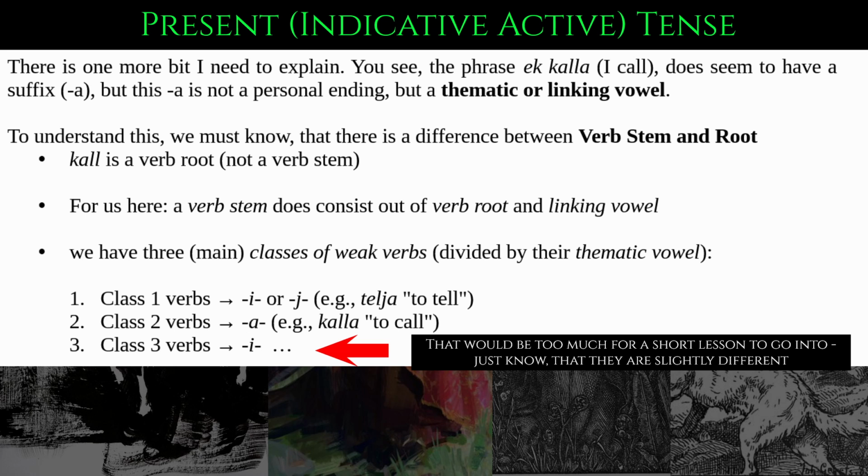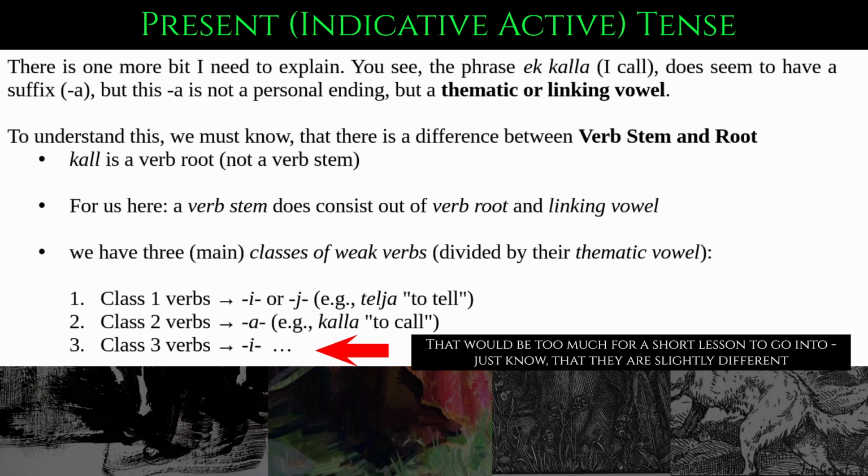You see, to understand this, we must know that there's a difference between verb stem, which I did not say for a reason, and a verb root. You see, kall is not a verb stem, but a verb root. And for us here, with Old Norse weak verbs, we have the following. A verb stem does consist of the verb root and the linking vowel, in this case a.